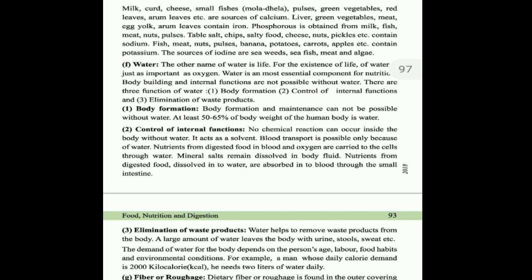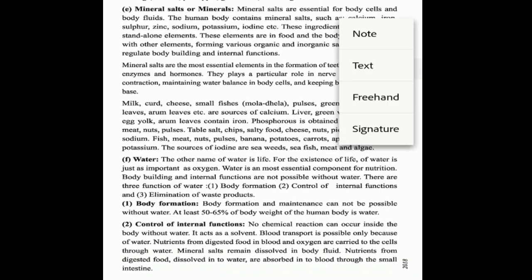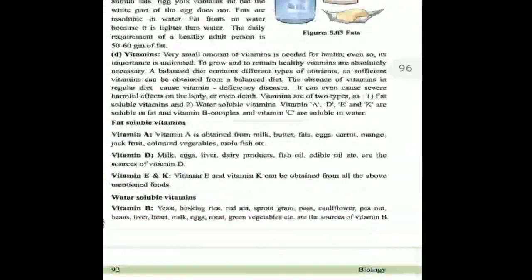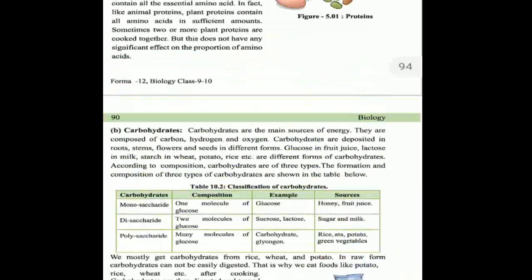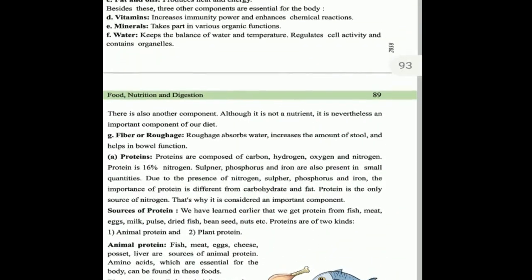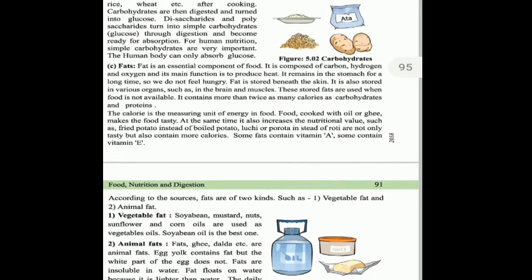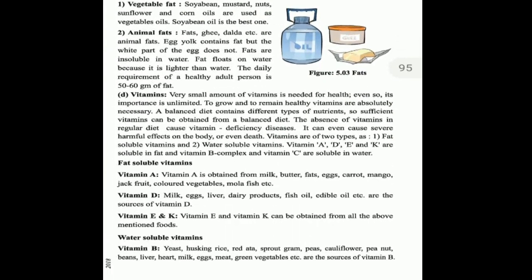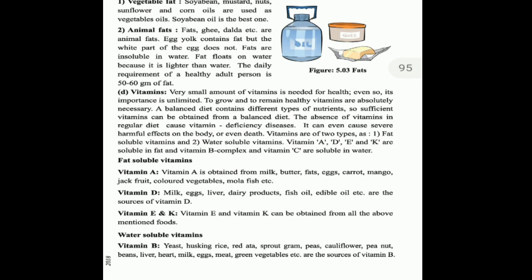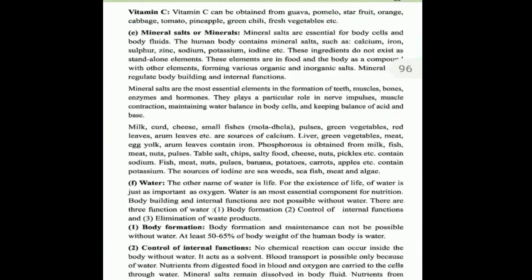So today I have discussed different kinds of food components, basically 6 types of food components. First of all, protein, second carbohydrate, third fat and lipids, fats and oils you can say lipids, and minerals and vitamins, and finally I have discussed the importance of water.